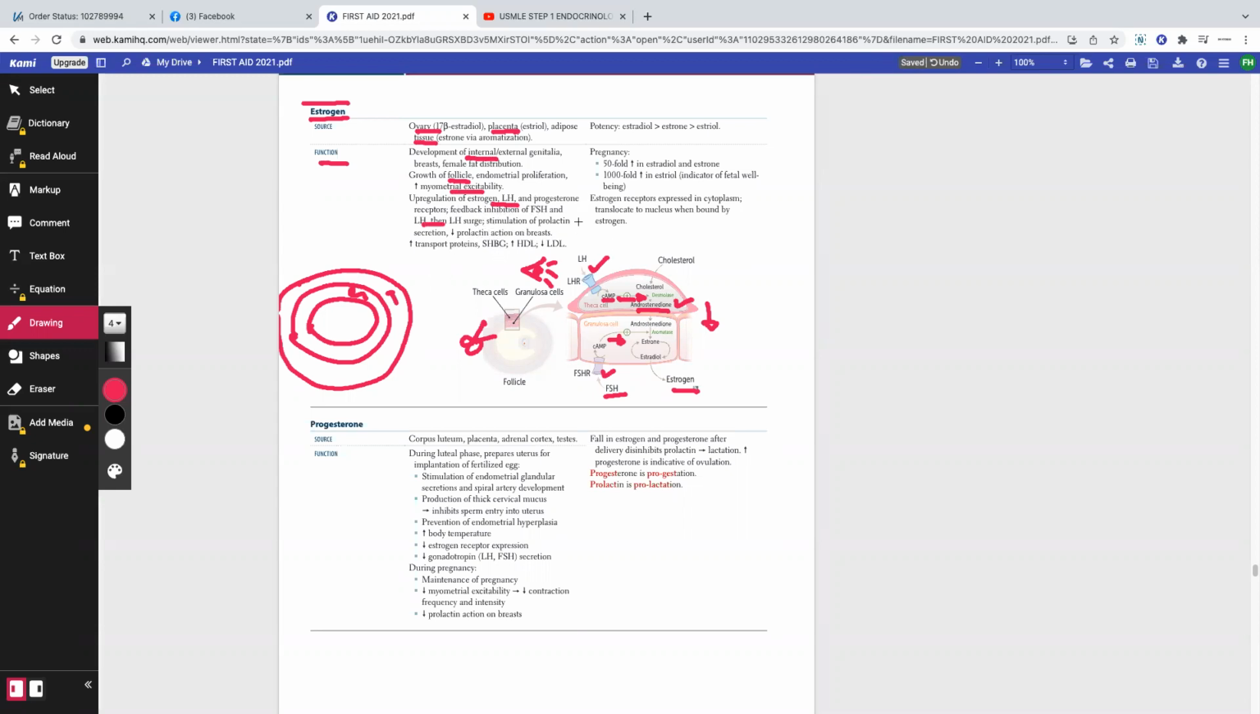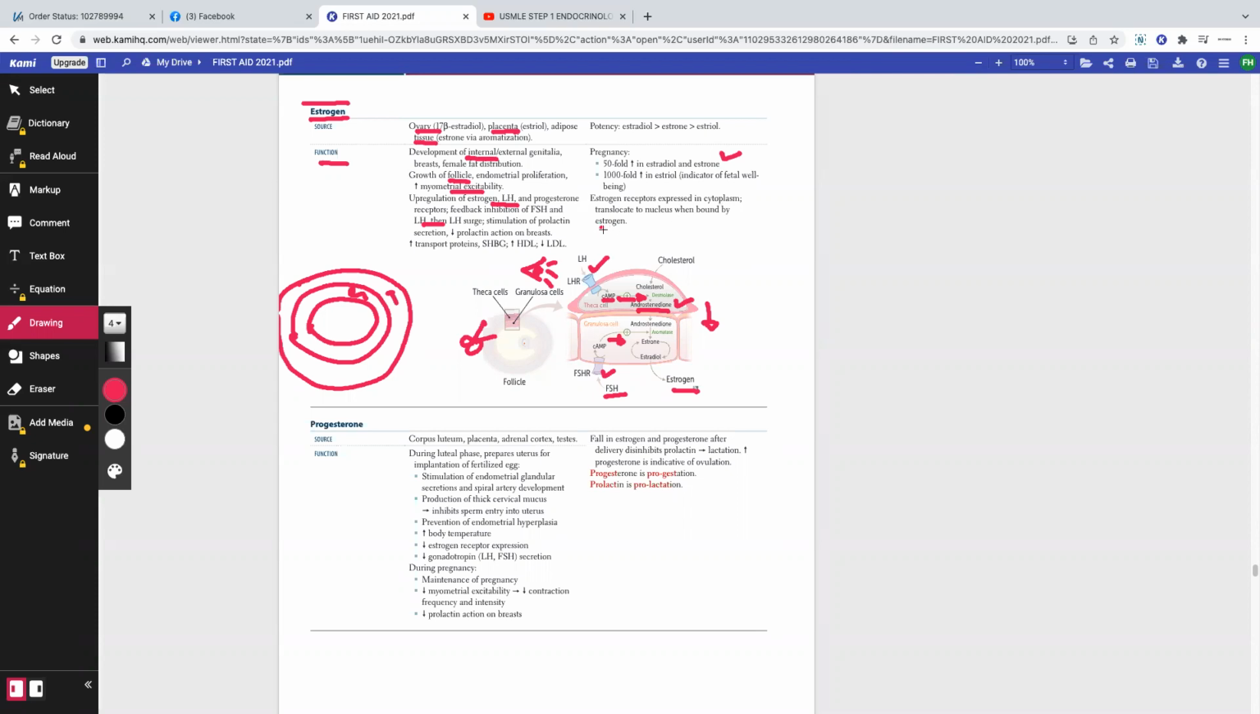So let me talk about the clinical aspect of this: in pregnancy, you have an increase of estrogen by 50-fold. And estrogen receptors are expressed in the cytoplasm. They translocate to the nucleus when bound by the estrogens. Always remember this, estrogen receptors are steroid receptors, right? So they're expressed in the cytoplasm. And whenever estrogen binds to the receptor, we have a hormone receptor complex.